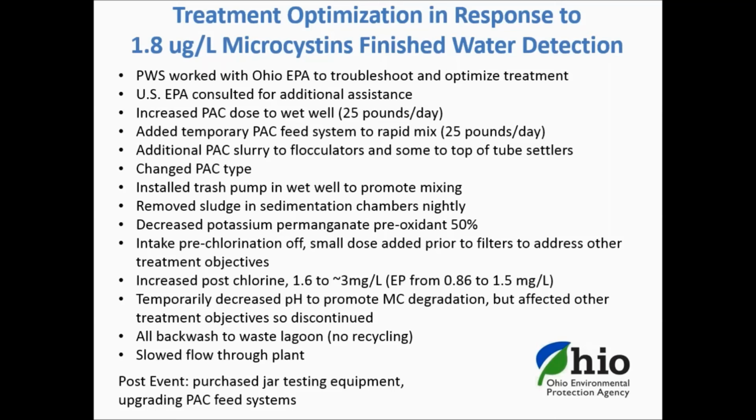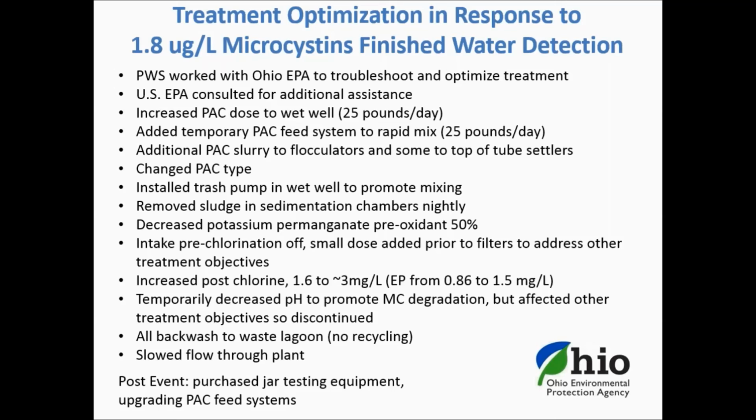However, small doses were later added prior to the filters to address some concerns of viable organisms potentially breaking through the filters. Post-chlorine was increased, resulting in an increased chlorine residual, and the public water system temporarily tested decreasing the pH slightly to promote microcystin degradation, because chlorine is more effective at lower pHs for microcystin degradation. But there was concern over the potential effect on corrosion control objectives, so that practice was discontinued. But it could potentially work at other systems.